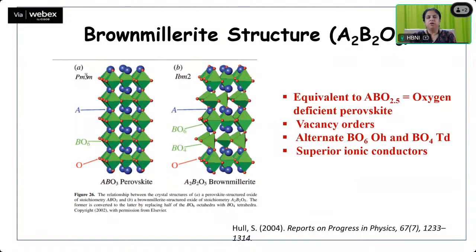So we are left with just one or two more structures. So have patience with this. Brownmillerite, simple to remember. This is your perovskite. All your BO6 are linked by corner.